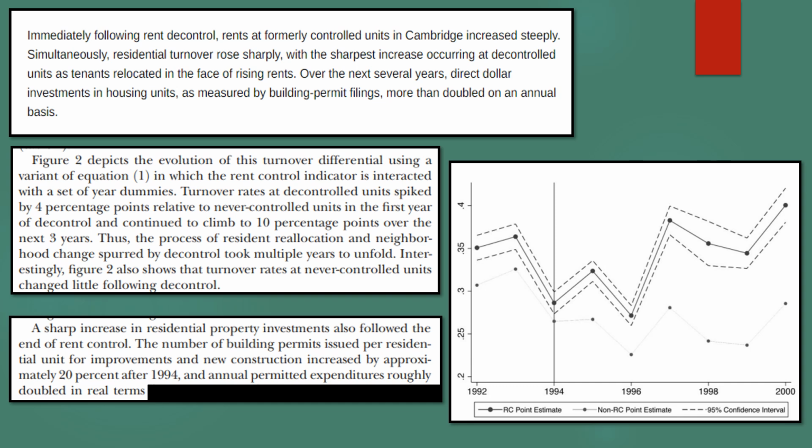So immediately following rent decontrol, rents at formerly controlled units in Cambridge increased steeply. So the rent control goes away, the rent prices go up sharply. Simultaneously, residential turnover rose sharply, with the sharpest increases occurring at decontrolled units as tenants relocated in the face of rising rents. So not only did rent go up, turnover, meaning new residents coming in, old residents leaving, also increased, again, due to rising rents.